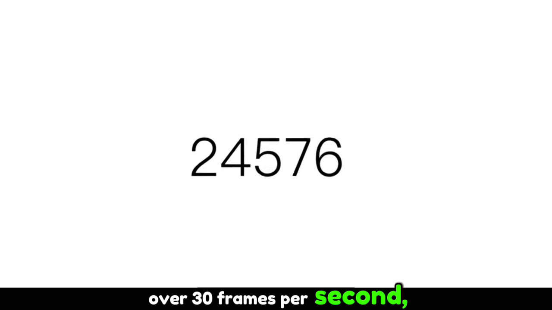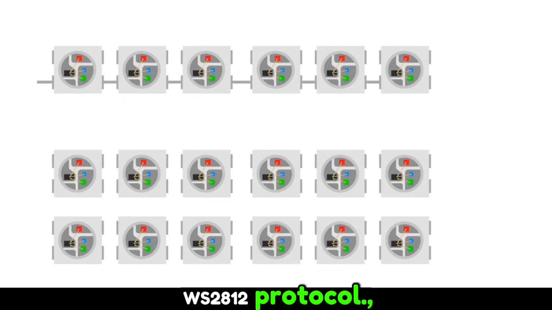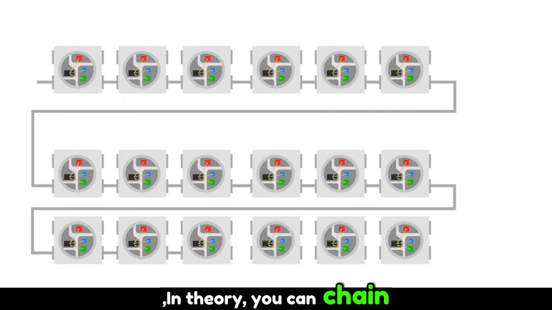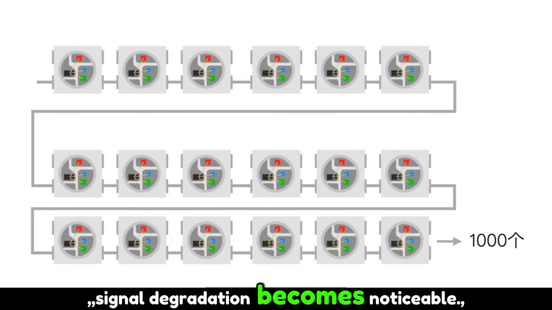Even with 1,024 LEDs, the refresh rate is still over 30 frames per second, which is similar to standard video playback. However, this is very close to the practical limit of the WS2812 protocol. In theory, you can chain unlimited LEDs. But in reality, once you go beyond about 1,000 LEDs, signal degradation becomes noticeable.